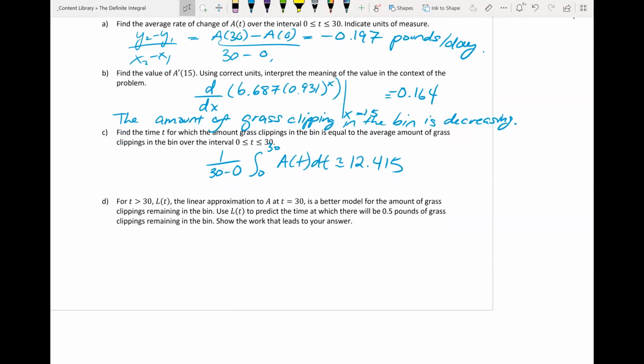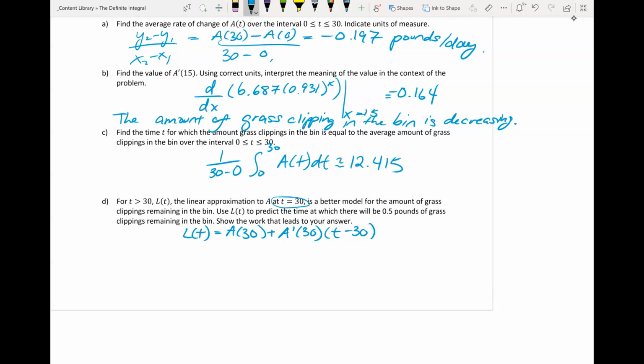Then lastly, we want to do the linear approximation. We're going to do this at t equals 30, and we want to predict the time at which there will be 0.5 pounds of grass clippings remaining in the bin. So this is your format for the linearization approximation. In this case, we're looking at A of 30 here, plus A prime of 30, that'll be our time minus 30.